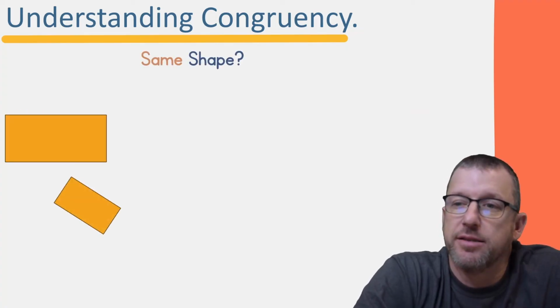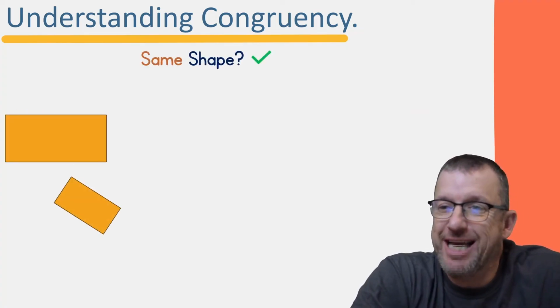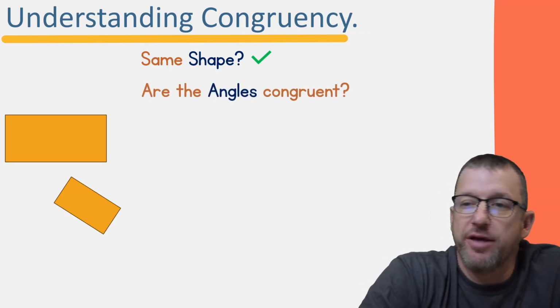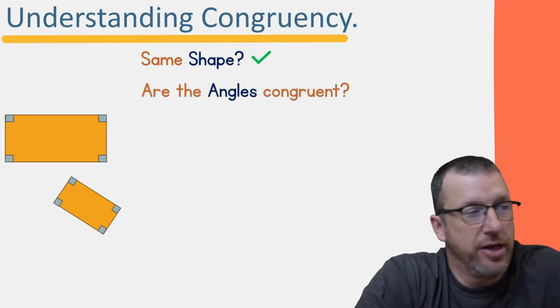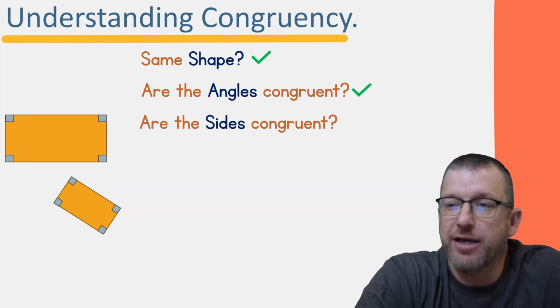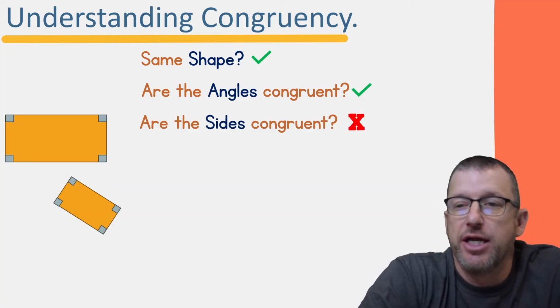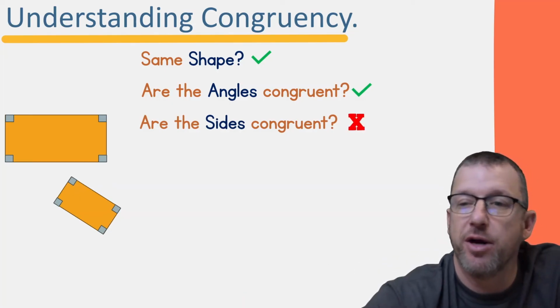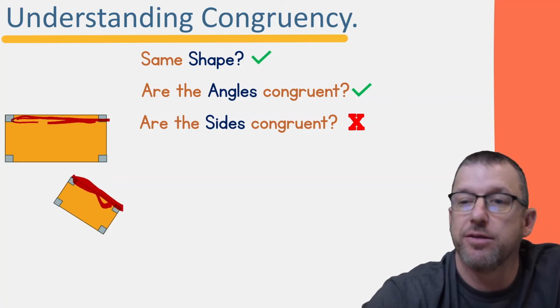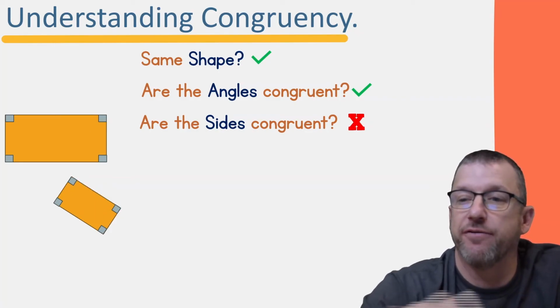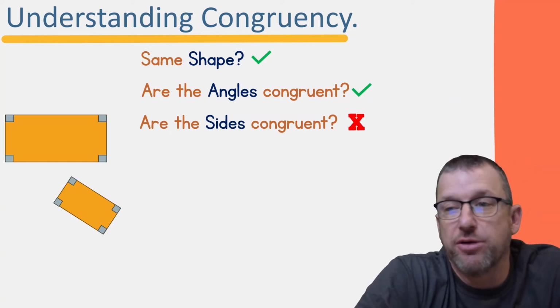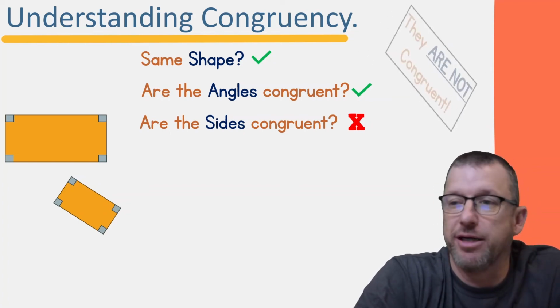What about this? Are they the same shape? Yes, they're both rectangles. Do they have the same angles? Yes, they are all 90 degrees. So far, we're rocking it. Are the sides congruent? No, you can tell without even doing the marks that this side right here and the corresponding side over here are way different from each other. They're a lot different lengths. So those sides are not congruent, so it is not a congruent pair of shapes.